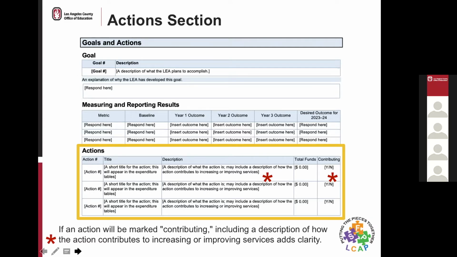These contributing actions will be described further later in today's presentation as they come with some additional requirements. For now, you may want to note that the description here may also include how the action contributes to increased or improved services for those students. It definitely adds clarity for the reader to understand why the action is marked yes, that it's contributing, and could be captured in the for whom when we use the sentence frame: who is doing what for whom and to what end. We'll be talking a little more about that sentence frame in the next slide.